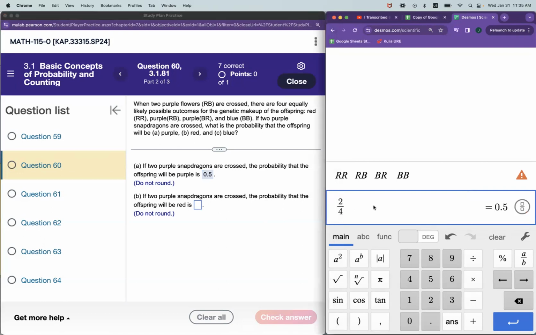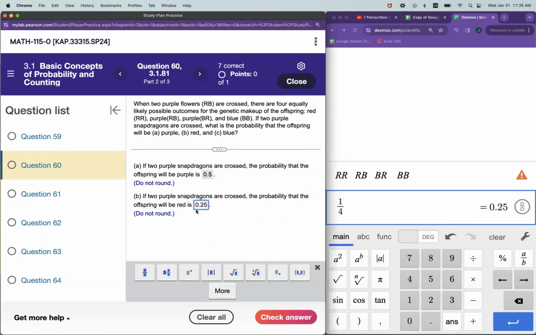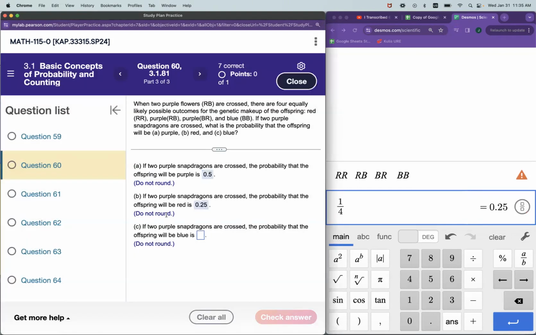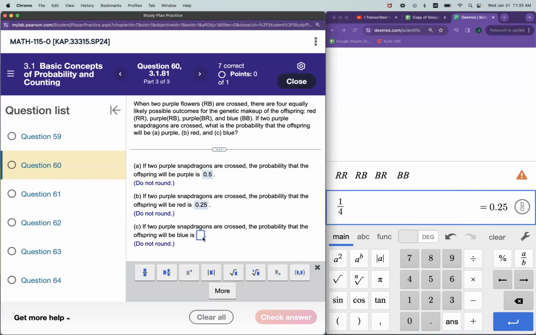Okay, what's the probability it is red? There's only 1 outcome where it's red, which is 0.25. And same for blue. It's only 1 outcome out of 4 that's blue. So again, 0.25.